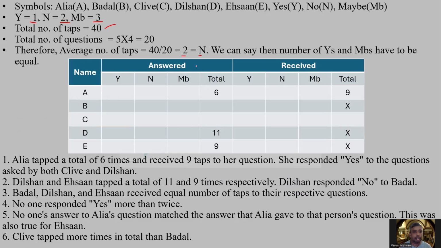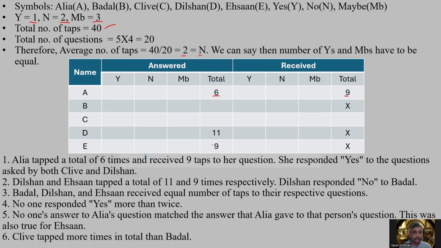Okay. Next, the first clue has told us that Alia tapped a total of 6 times and received a total of 9 taps. That tells me that there are 2 different ways of looking at taps. One is taps given, one is taps received. So that's why I made this table in which I've created 2 sections, one of taps which have been given as answers, one which has been received as answers from others. So I've represented here the total number of taps answered and received given to us in the clues. So clue 1, 6 and 9 given and received by Alia.